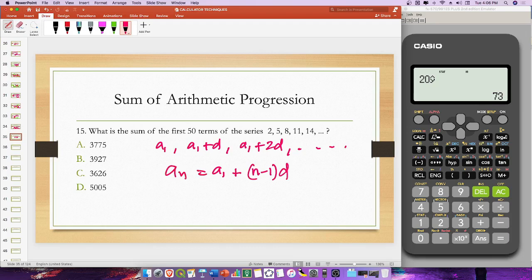Now, if you are going to solve for the sum, okay, sum or summation, this is the summation of a1 plus (n minus 1) times d, where n will start from 1 to any term. Let's say I want to solve now for the 50th term, so I will put 1 to 50.